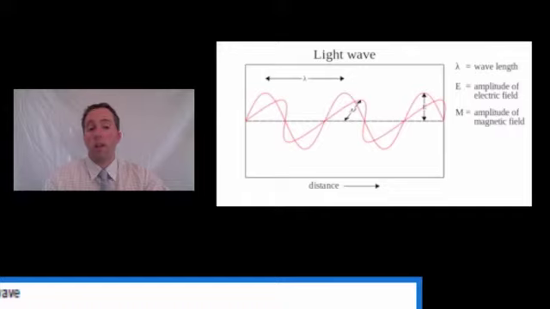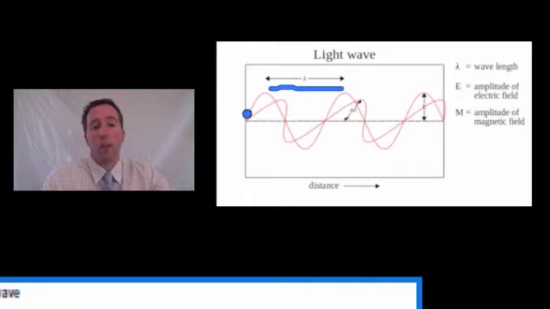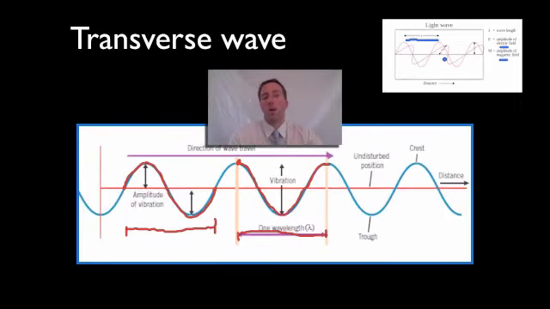A great example of a transverse wave is one that I've got just over here, and that is a light wave. You can see up here that there's a wavelength of the light wave, and in fact a light wave is a disturbance of both the electric field, which is just around you all the time, and a magnetic field. So it's actually two transverse waves traveling together. So light is an example of a transverse wave.